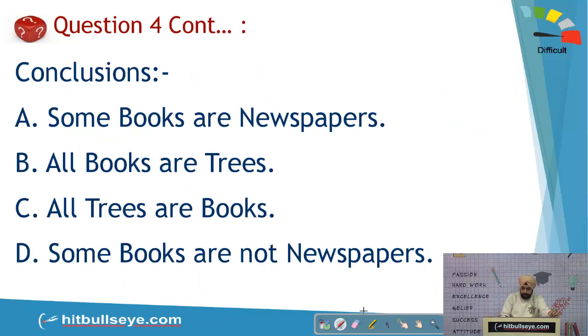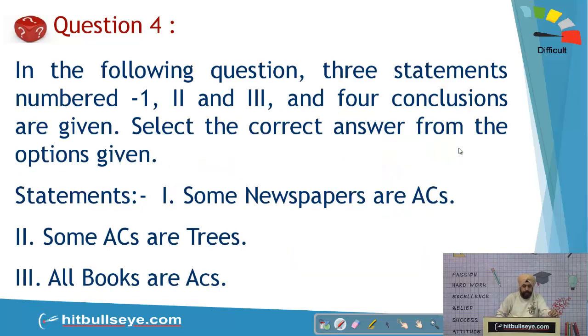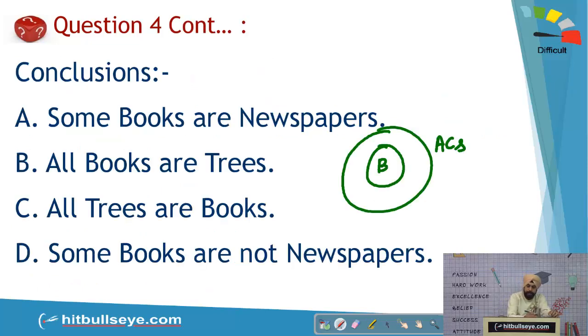All books are ACs. Now students, you can see if this circle represents books, all books are given to be ACs. Then some ACs are trees and some newspapers are ACs. Now some ACs are trees. So students, you can represent trees like this. You can represent trees like this also, so that it covers the complete books.